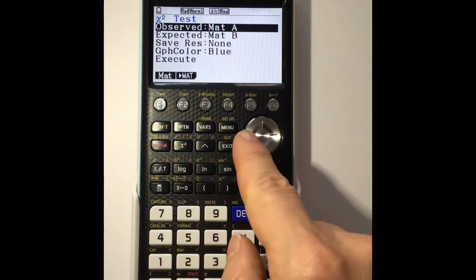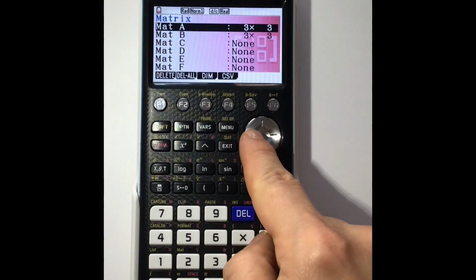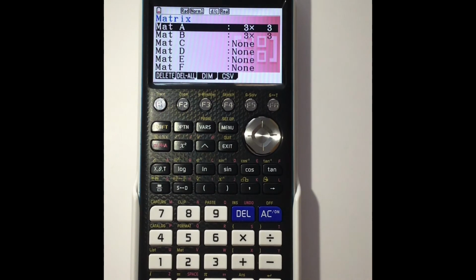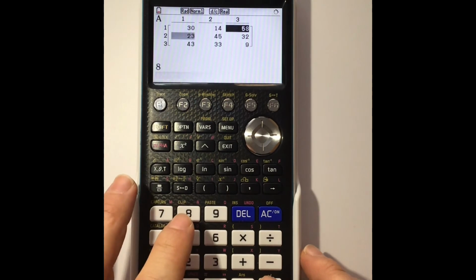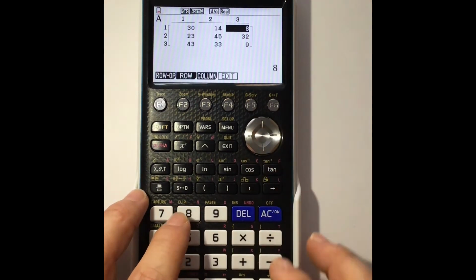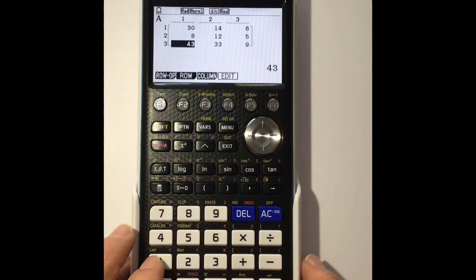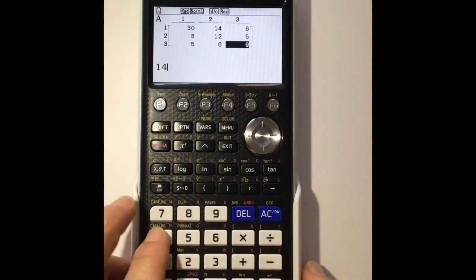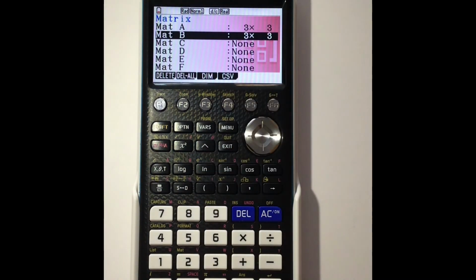So go to the math menu, the observed one. This is 3 by 3, right? Yep. And write down the observed values. Which is 30, and then 14, and then 6, 8, oops, 14, 6, and then 8, and then 12, and then 5, and then 5, then 6, then 14. Okay, that's it. Exit. Again, matrix B is also 3 by 3.